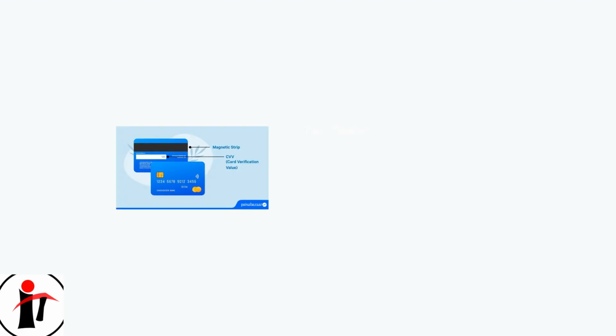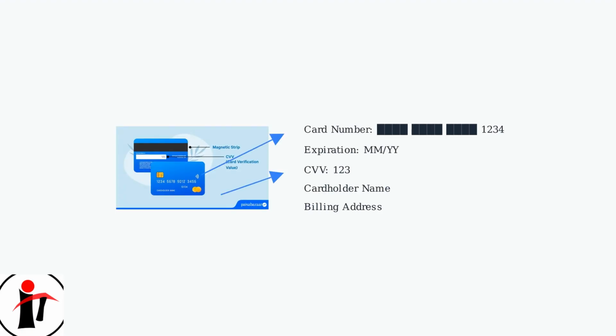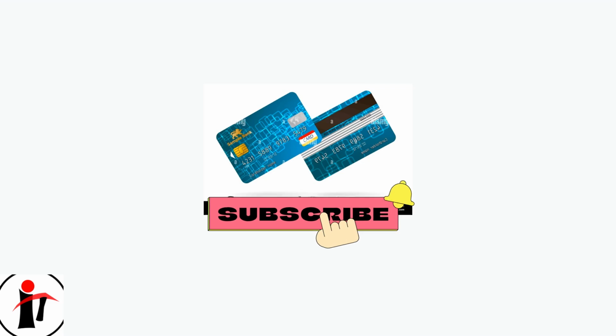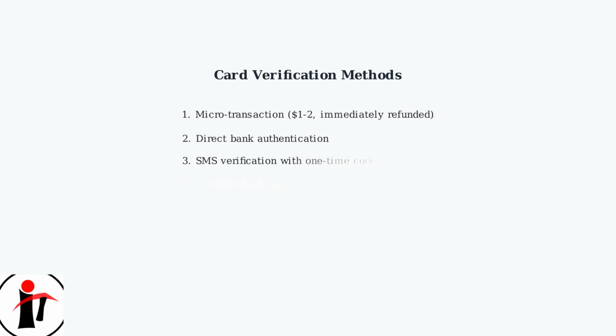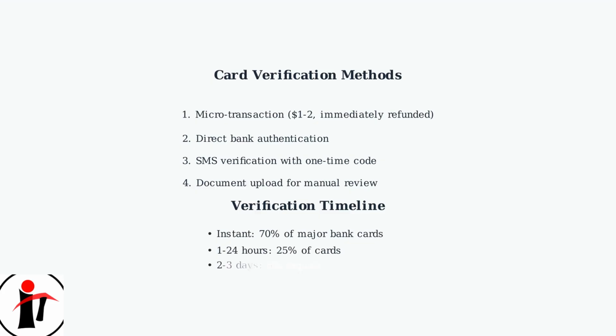You'll need to enter your card details, the 16-digit card number, expiration date in month-year format, CVV security code, cardholder name, and billing address. Remitly supports Visa and MasterCard debit cards, as well as some regional payment networks depending on your location. After entering your card details, Remitly will verify your card using several methods.